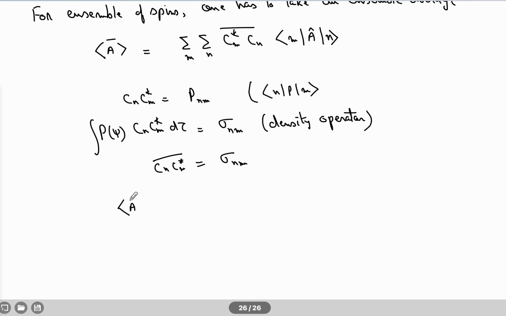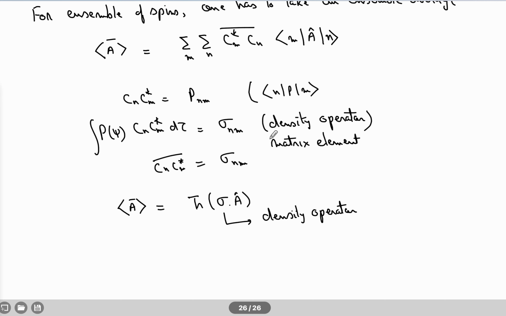So now my expectation value, using the same set of calculations as done above, we can write as the trace of sigma into A. This is the density operator matrix element. Here this is the complete density operator, or density matrix we can write.